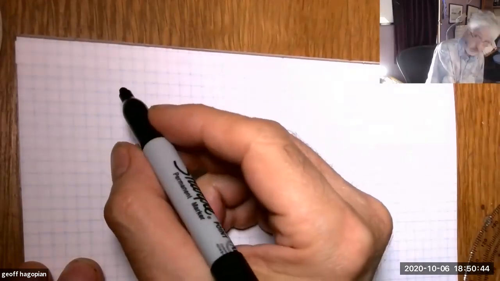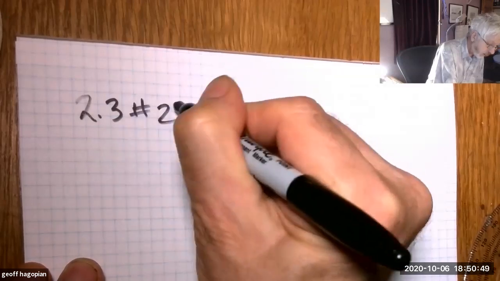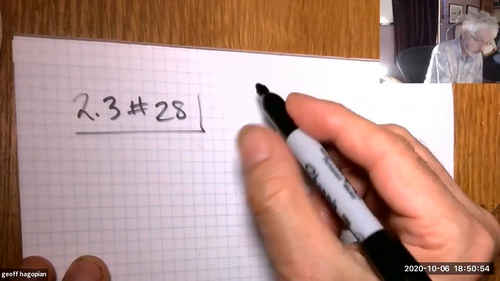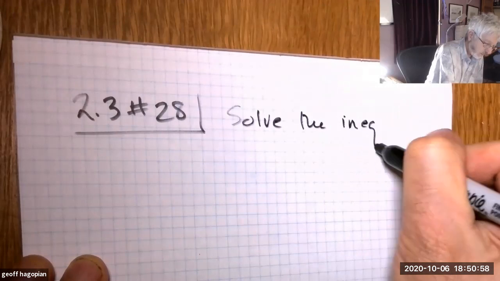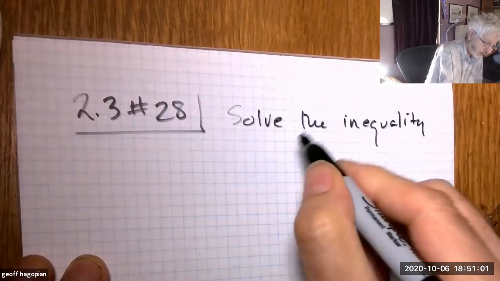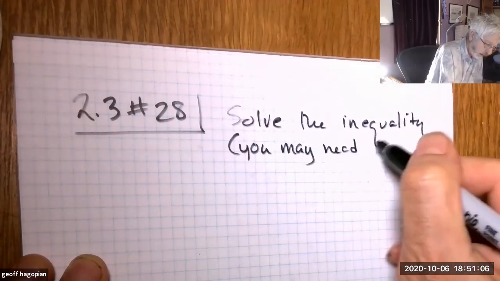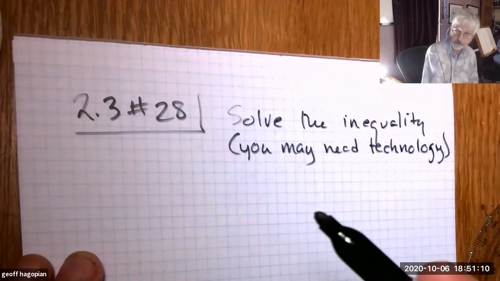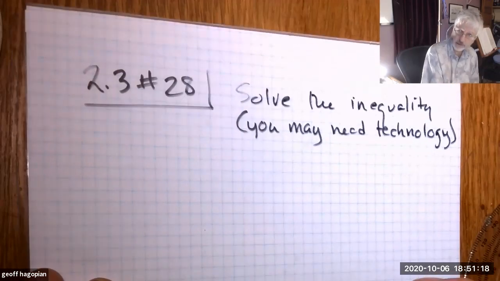So we have the inequality. So this is 2.3, number 28. Solve the equations, solve the inequality. And you may need technology. Well, I mean, paper and pencil is technology. So by technology, I mean electronic computing.